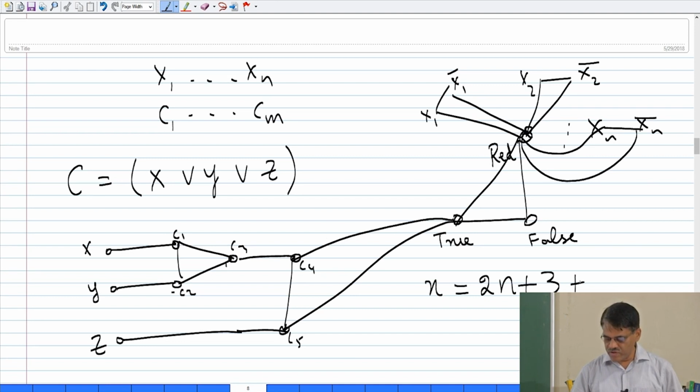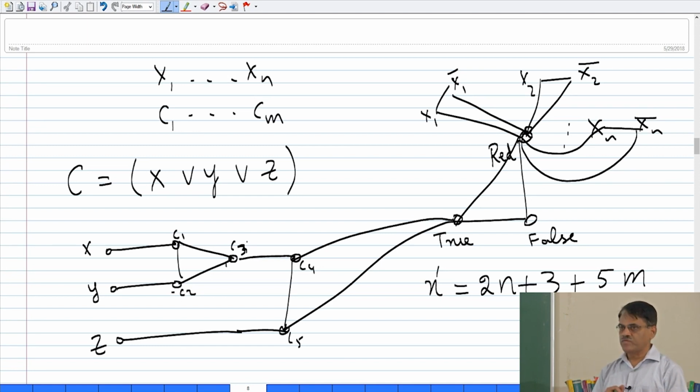So the number of vertices in G, let me just call it n prime, is 5m. And you can calculate the number of edges also. So now this is my complete construction.